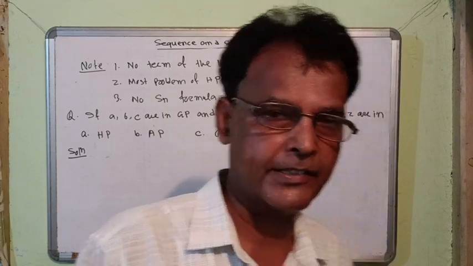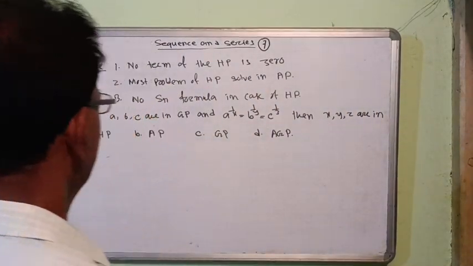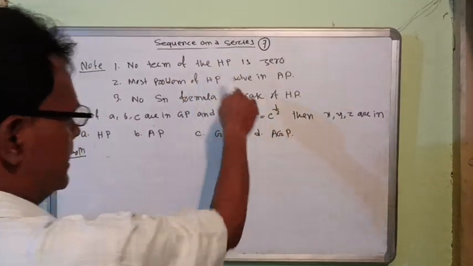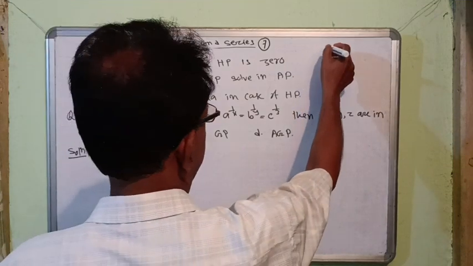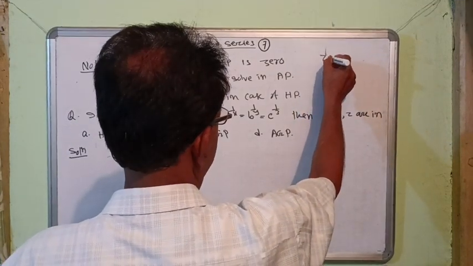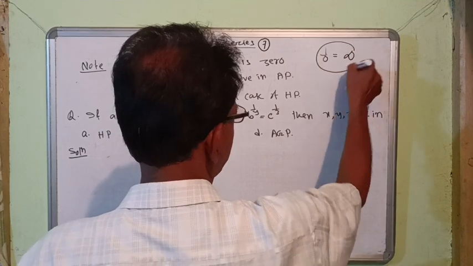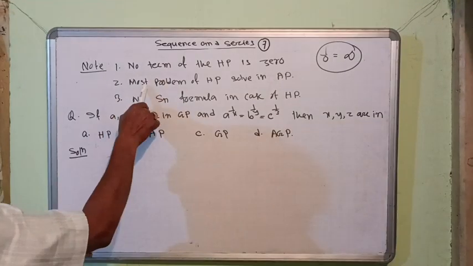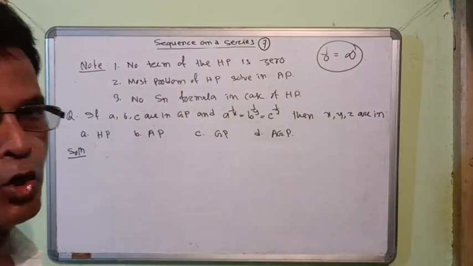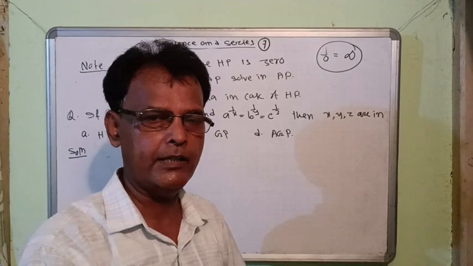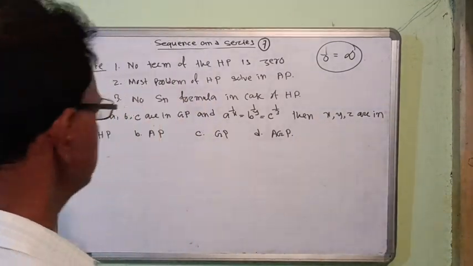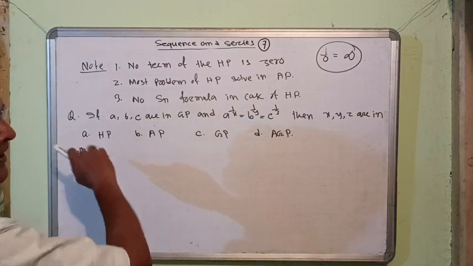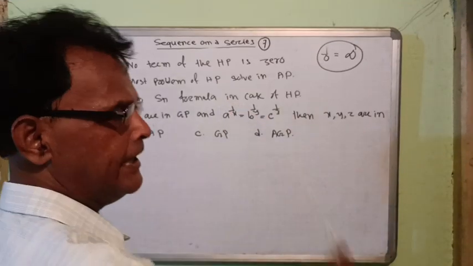Before going to discuss the question, one note is given. Note 1, no terms of the HP is 0. If term of HP is 0, then term of AP is equal to 1 by 0, that is undefined. So no terms of HP is 0. Number 2, most problems of HP are solved in AP. After this, we can take reciprocal. So most problems of HP are solved in AP. No formula for sum of n terms in case of HP.